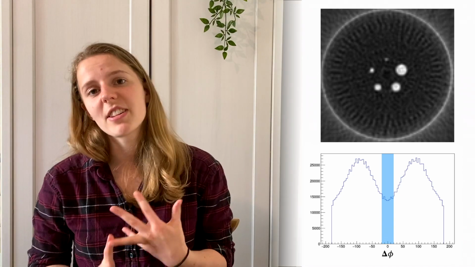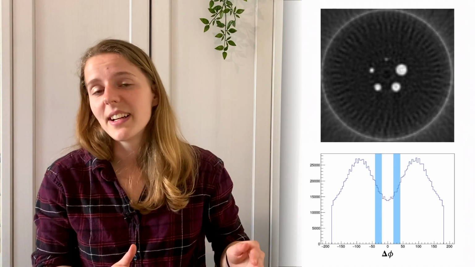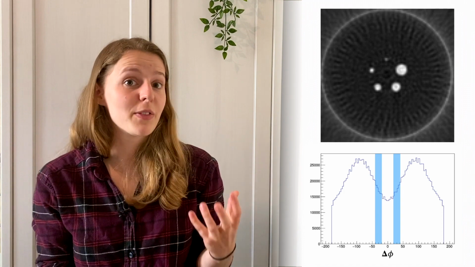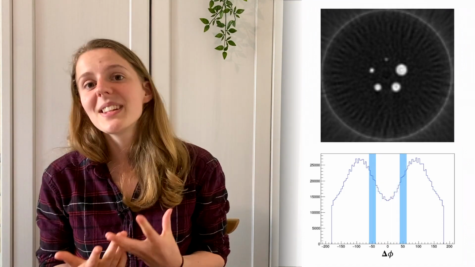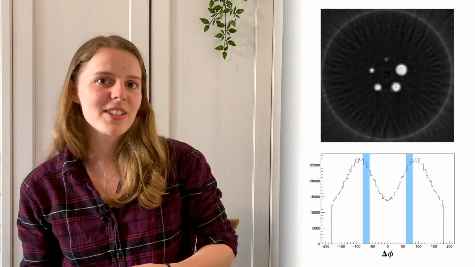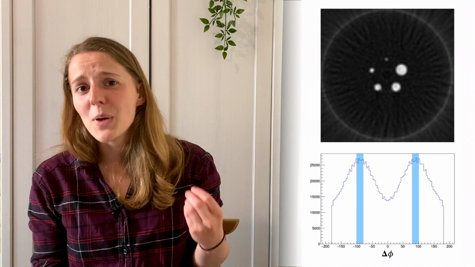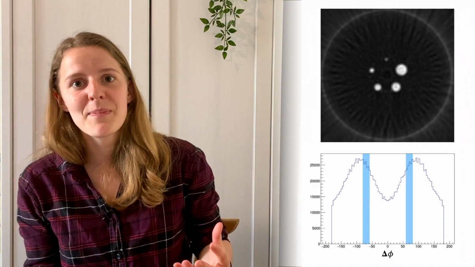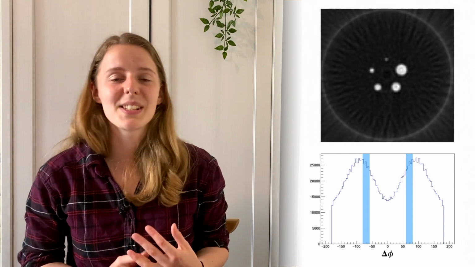Now, if we reconstruct the same image, but use events with a slightly higher delta phi, then we expect a higher fraction of good events. And indeed, the image is a bit clearer. We can do this again for different delta phi sections, all the way up to 90 degrees. These are the events we think are most likely to still be entangled. And indeed, the image gets much clearer with better contrast and less noise.